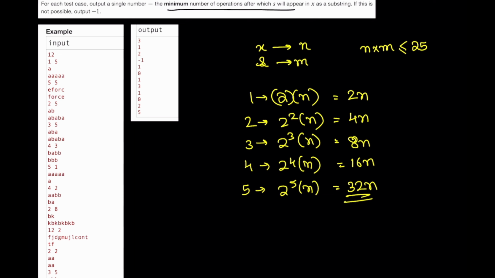Now, n times m is always less than or equal to 25. So when this case occurs, that means we have crossed this limit. Once we cross the limit, that means we cannot find the substring anymore. We will not find it after this.